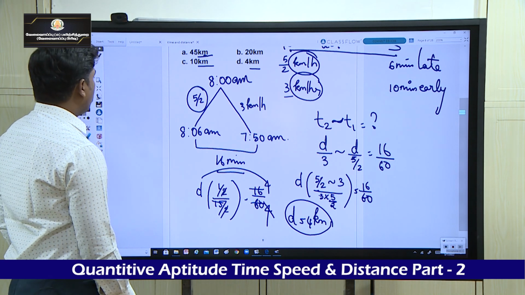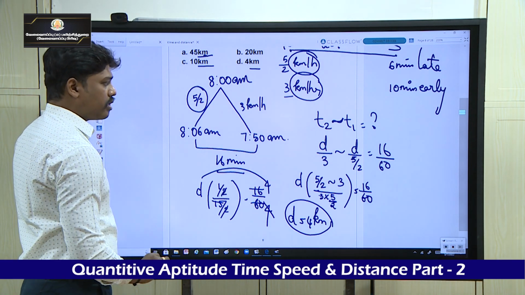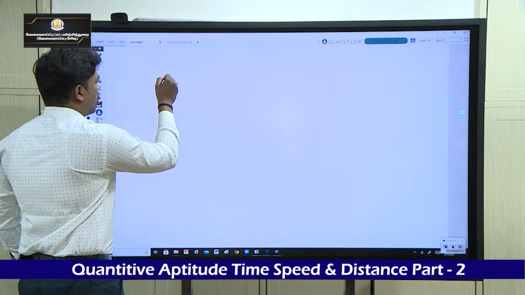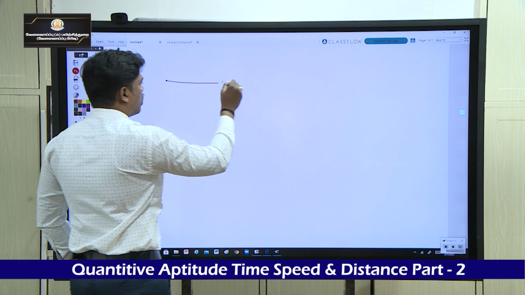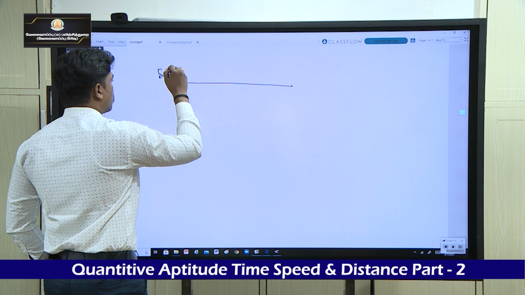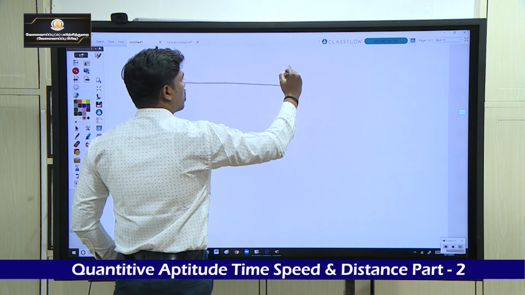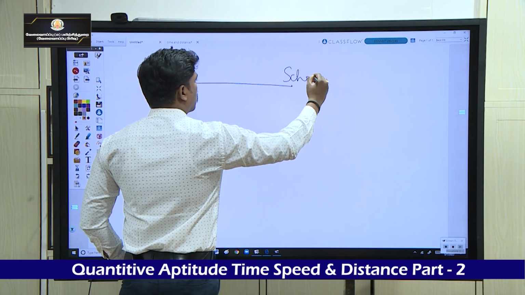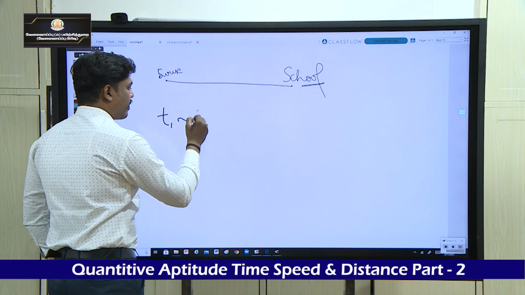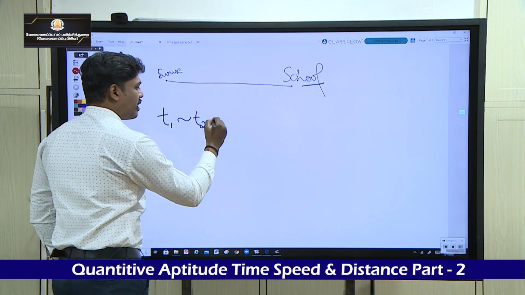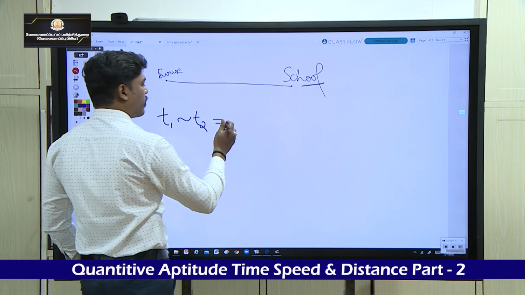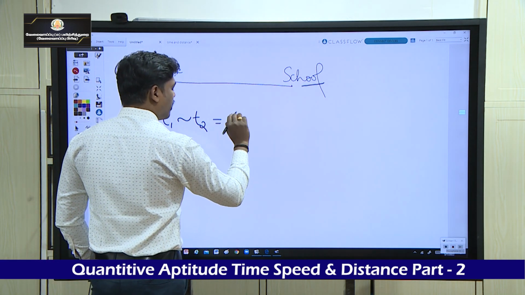Okay. So let me tell the formula. This is the basic concept. Let me tell the formula here. This is house and this is the school here. What is the time difference I got? T1 difference T2 or T2 difference T1. The time difference. Okay. So time difference is equal to, we are getting a time here.